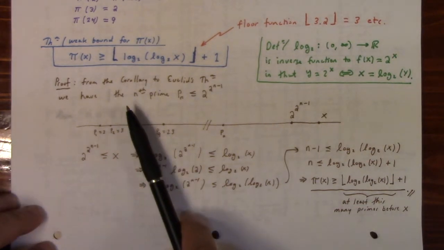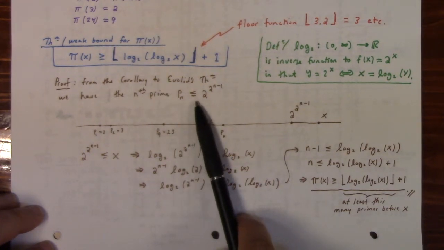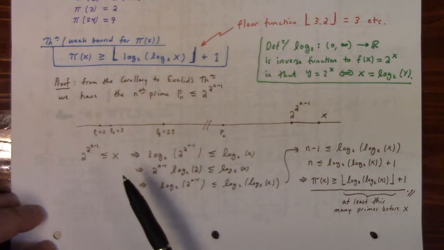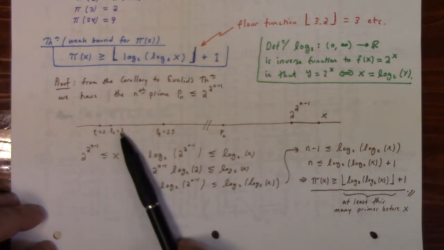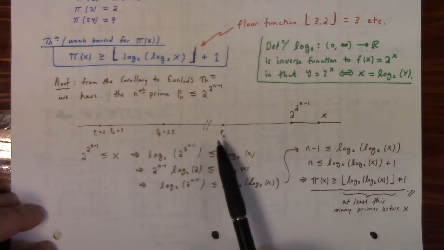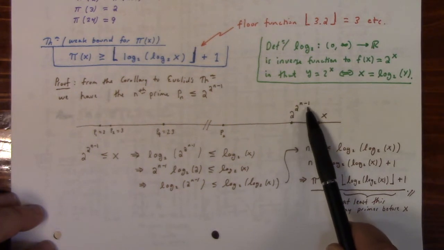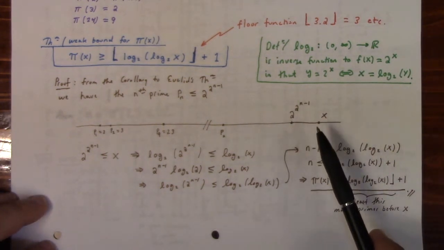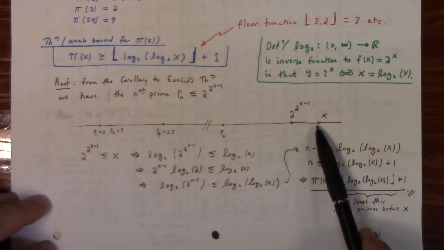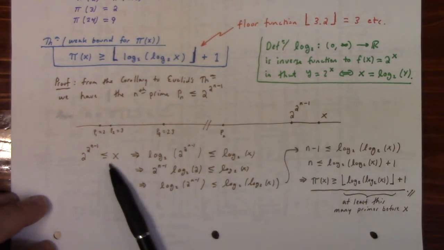So, of course, from the corollary to Euclid's theorem, we have that the nth prime is bounded above by 2 to the n minus 1. So I made this picture to kind of help me think through it. So I got 2, I got 3. P9 is 23. Here's Pn over here somewhere. 2 to the n minus 1 is up here somewhere. All right, and if I think about x being above there, then what I would have is 2 to the n minus 1 less than or equal to x.